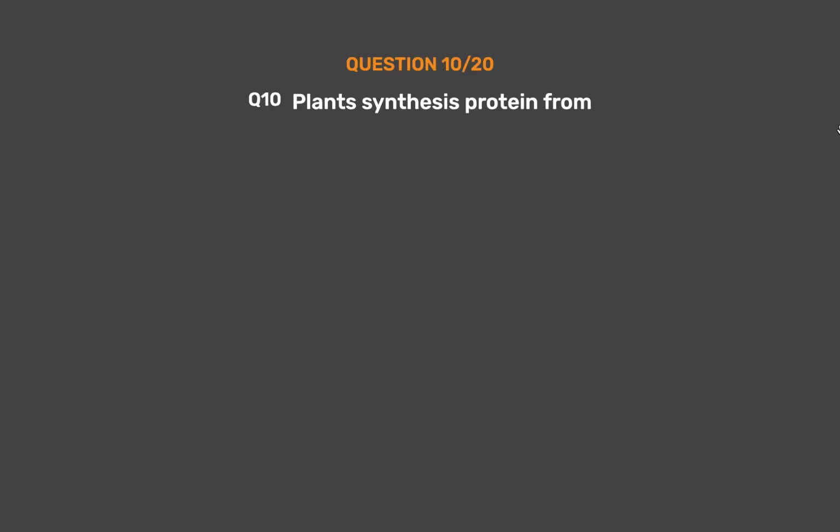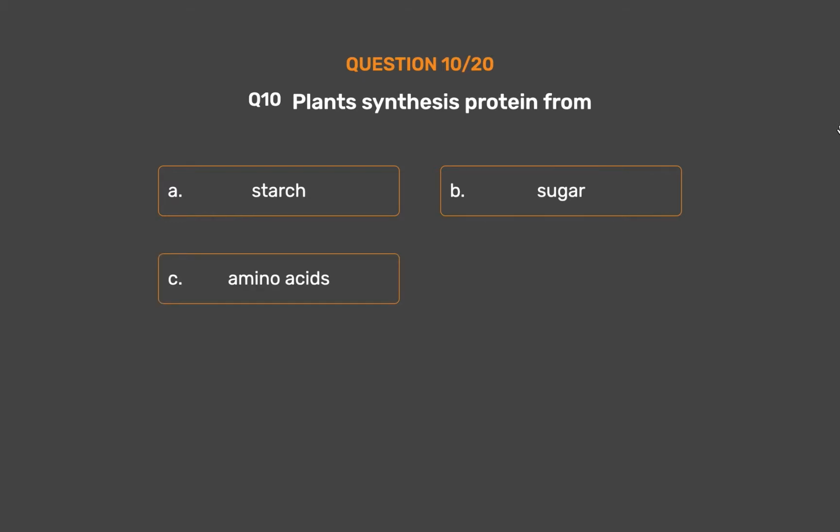Question number 10. Plants synthesis protein from Option A. Starch. Option B. Sugar. Option C. Amino acids. Option D. Fatty acids.